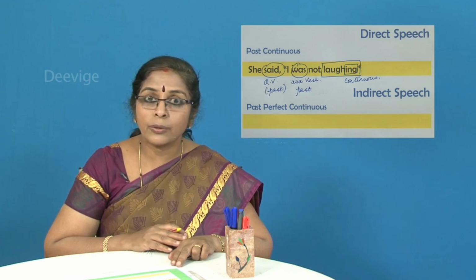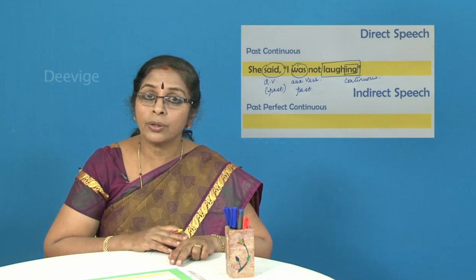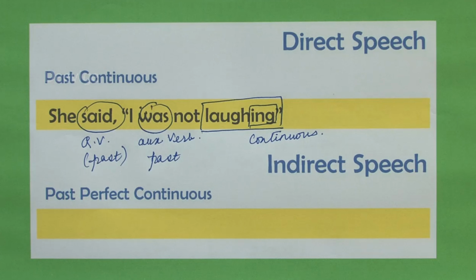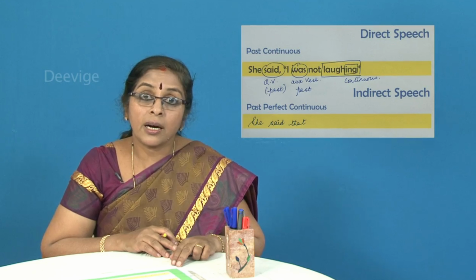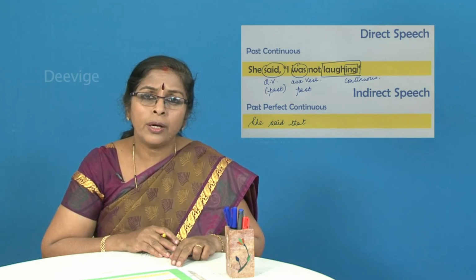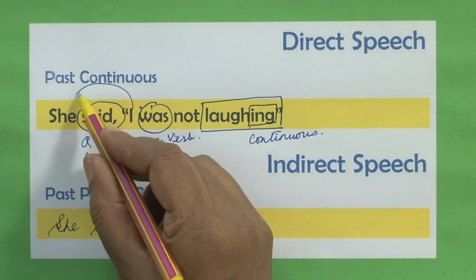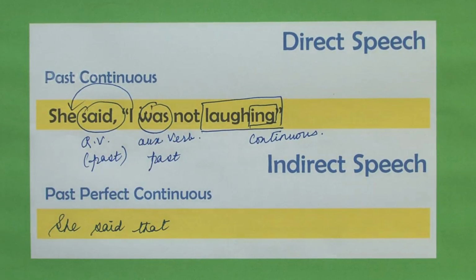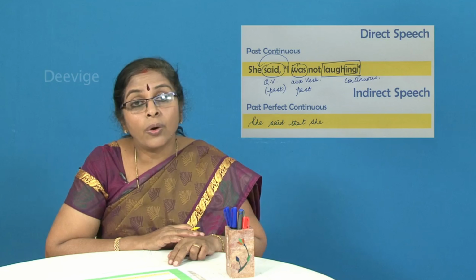Okay, so shall we now change this into indirect speech or the reported speech? She said that. Now, I, can you have it as I alone? No, I will definitely change to some other pronoun. What do you think I is going to change into? I is a reference to she. So, instead of I, you will write the word she. She said that she. Now, it is already in the past tense.